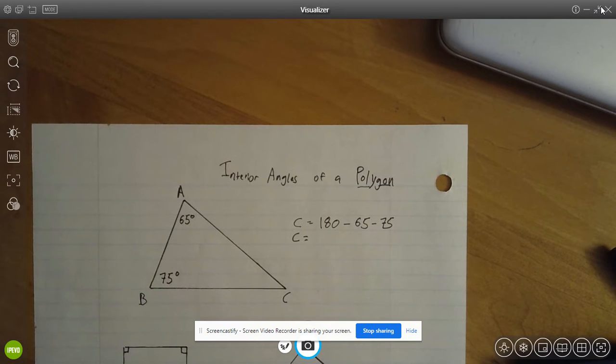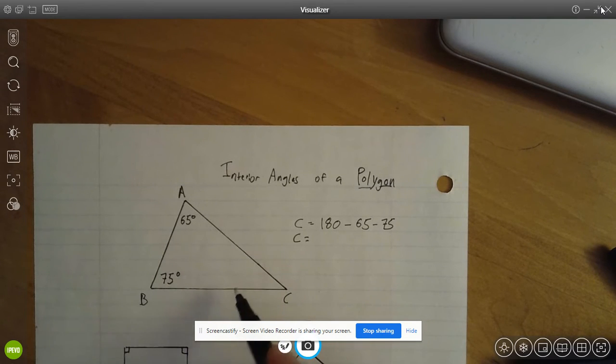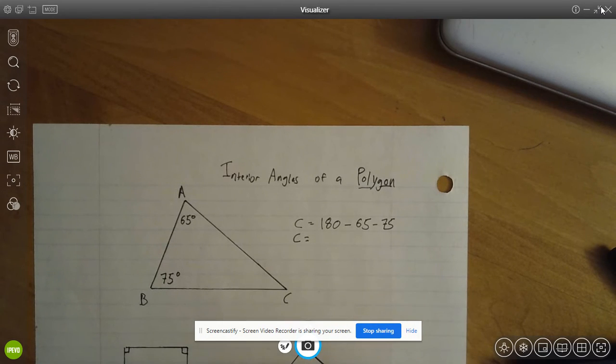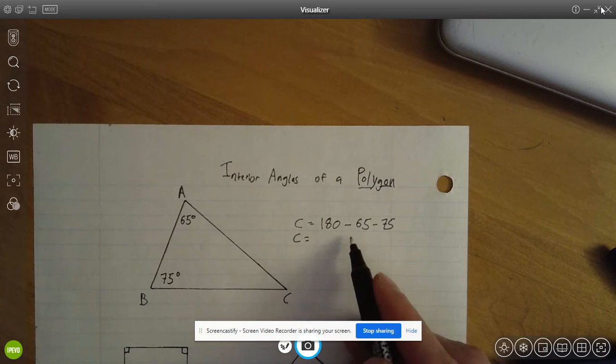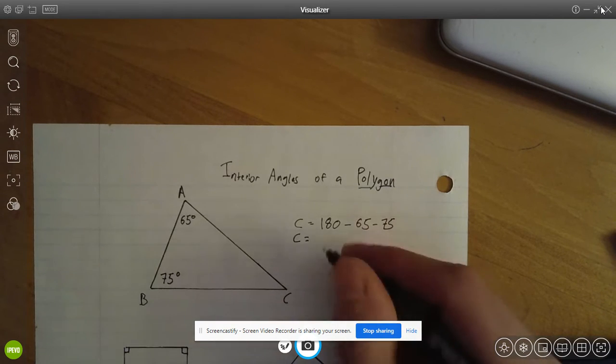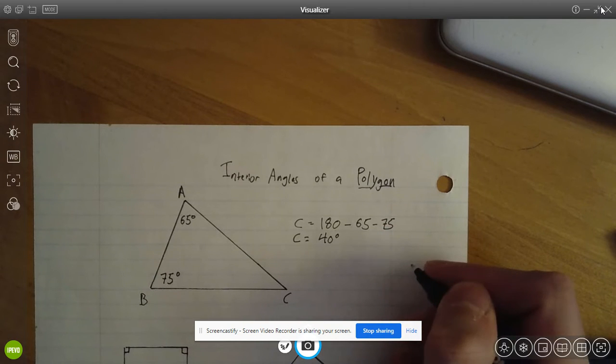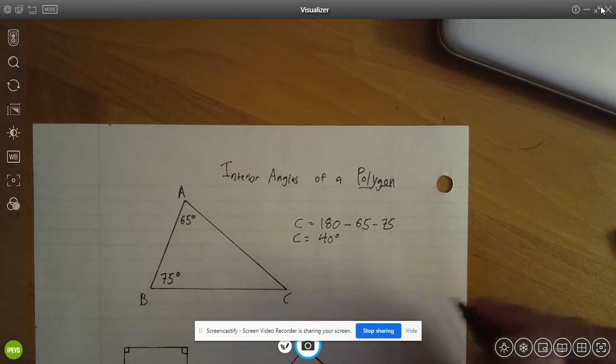You probably know that all three interior angles of any triangle, whether it's a right triangle, an acute triangle, an obtuse triangle, sum to 180 degrees. So 65 and 75 is 140 degrees. So to get up to 180, C must be 40. Quick way to do that kind of procedurally is if I start with 180 and I subtract all the other angles, whatever's left over must be angle C. So 180 minus 65 minus 75 will be 40 degrees.